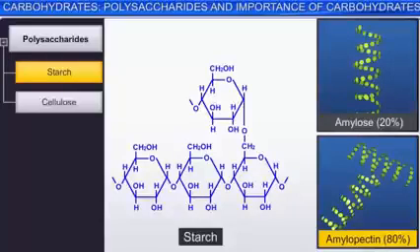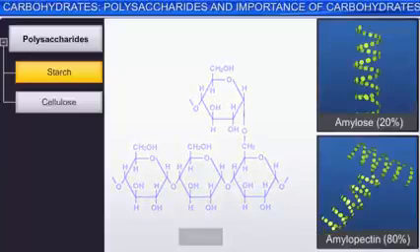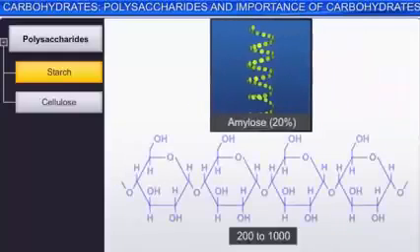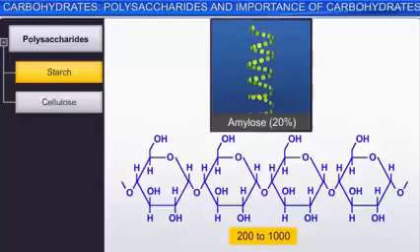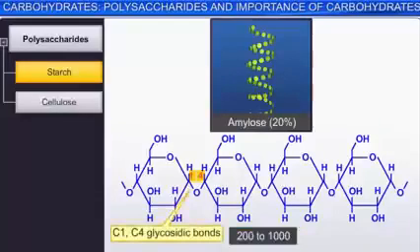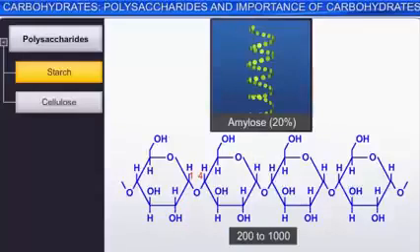These two components differ in their molecular size and shape. Amylose is the water-soluble portion of starch. Amylose molecules contain 200 to 1000 alpha-D-plus-glucose units, connected by C1, C4 glycosidic bonds, as shown in the illustration. The chains of amylose are long and unbranched.